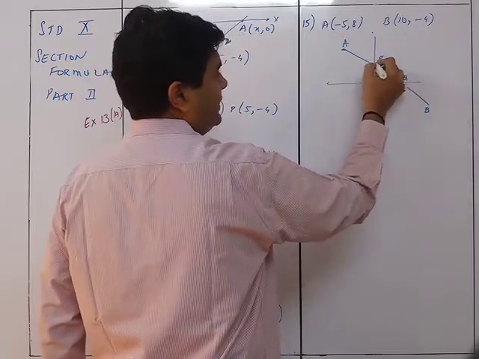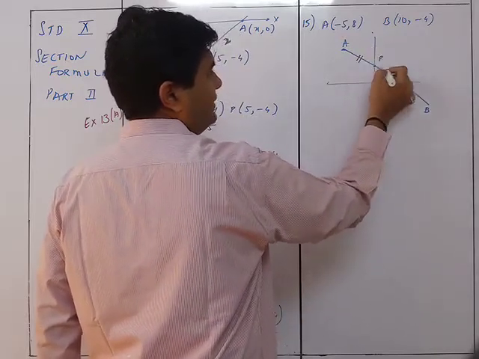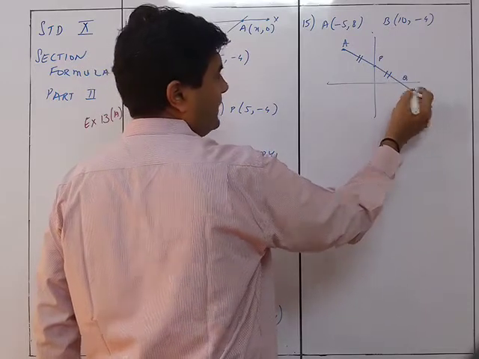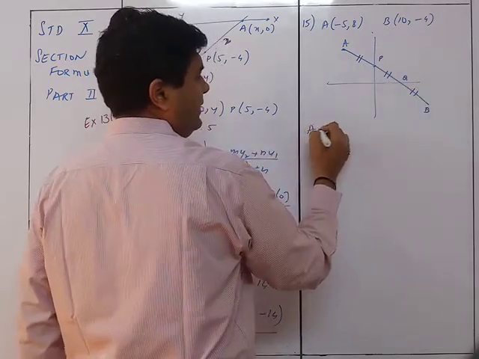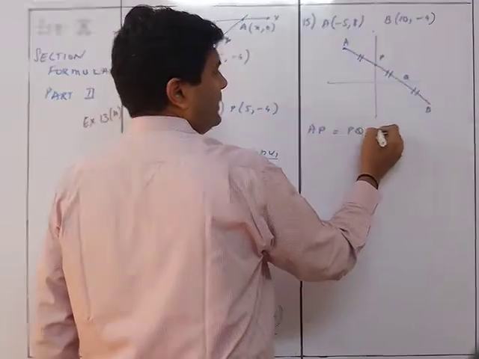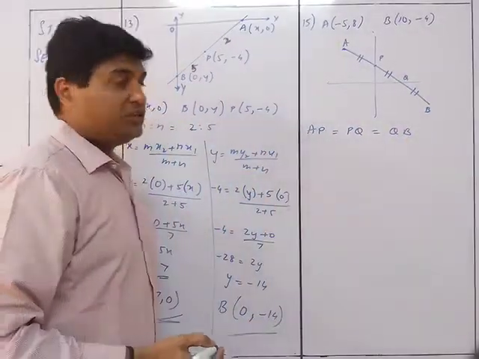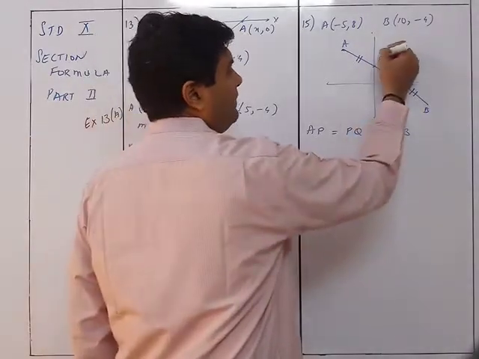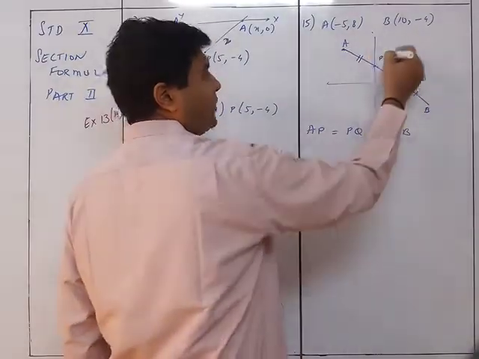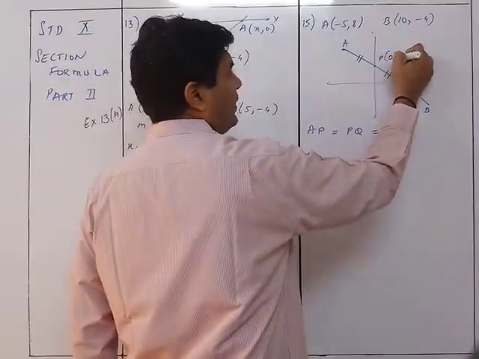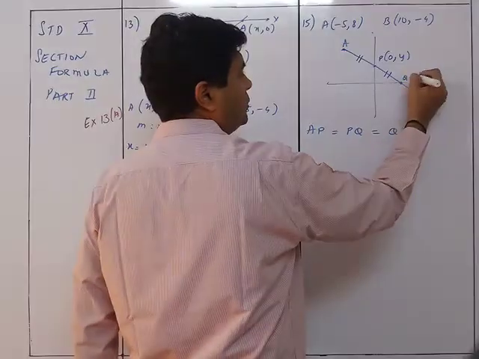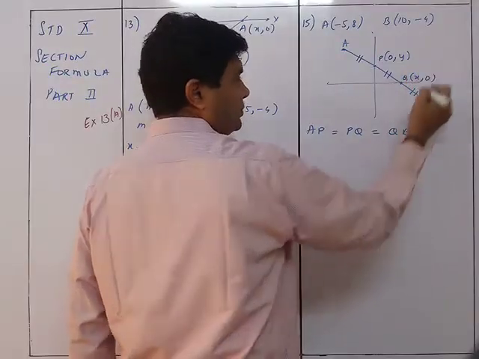And they are given that this part is equal to this part is equal to this part. That means they are given that AP is equal to PQ is equal to QB. That is the meaning of trisection. So what is point P? Point P over here, because it is on the y-axis, will be 0 comma y, and this Q will be x comma 0.